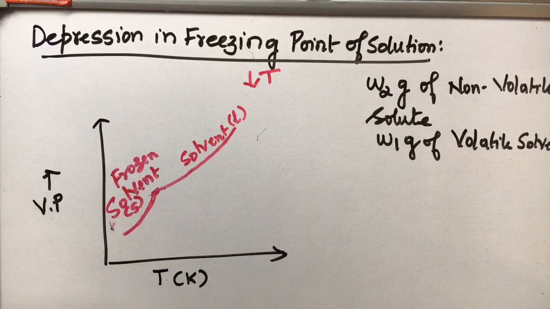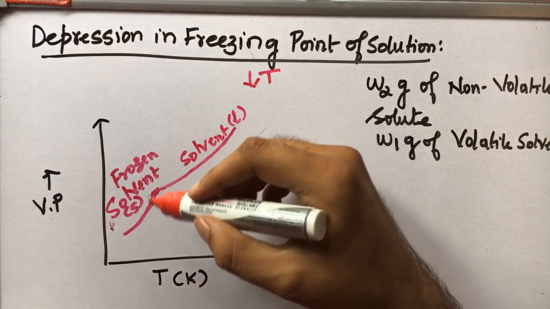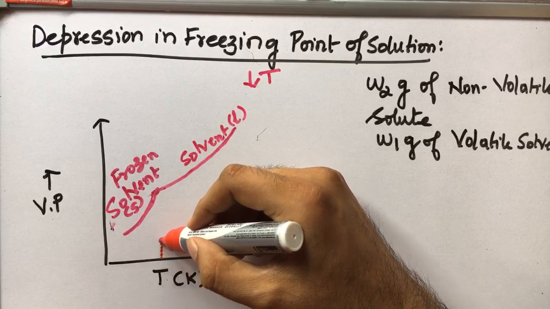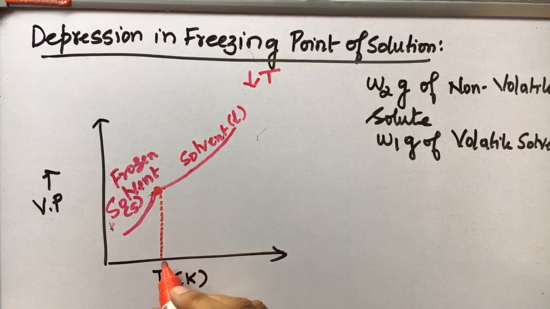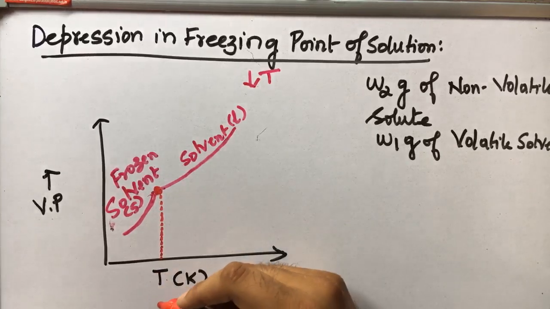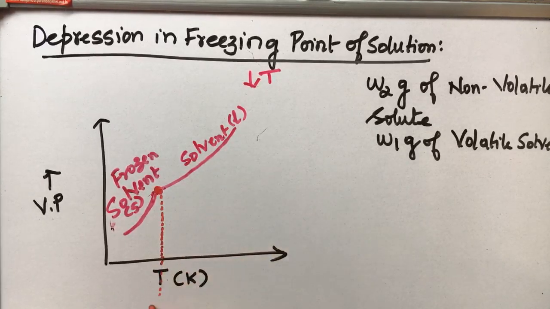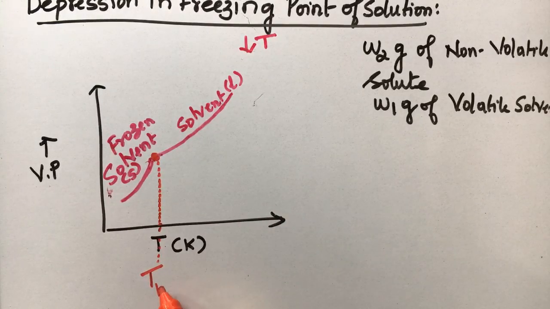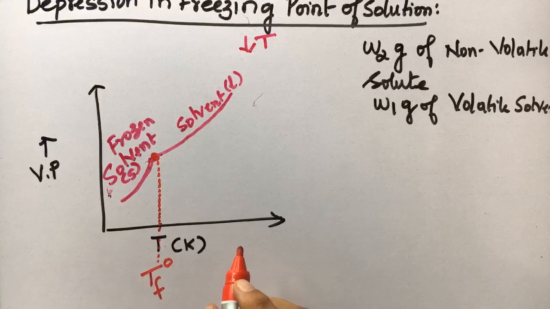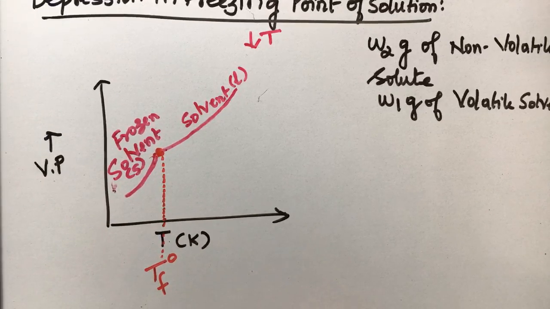So at this particular temperature, the solution has started freezing. So this particular temperature is called what, students? It should be called TF, the freezing point, TF not, because it is a pure solvent.